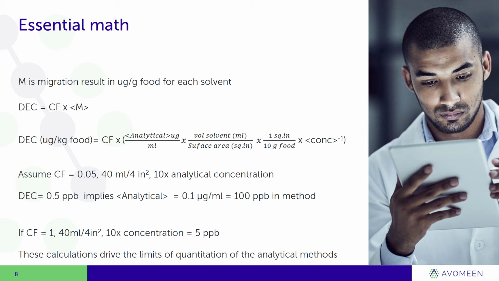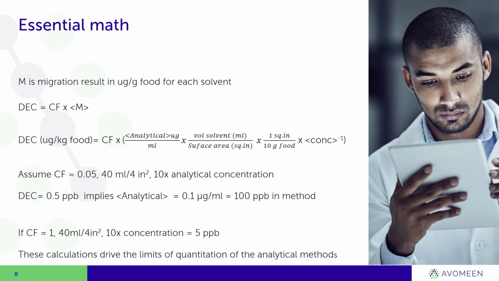There's a solvent that you did the extraction in, so many mils per surface area. You assume that a surface area of 1 square inch contacts 10 grams of food, and you have a concentration. So if you have a consumption factor of 0.05 and you use 40 mils in a migration to 4 square inches, and you concentrate, the analytical concentration is 10x, then a dietary exposure of 0.5 parts per billion implies a concentration in the analytical of 100 parts per billion in the method.